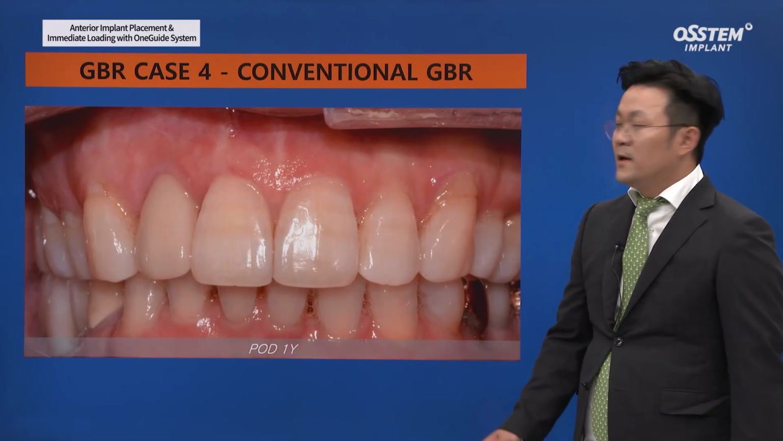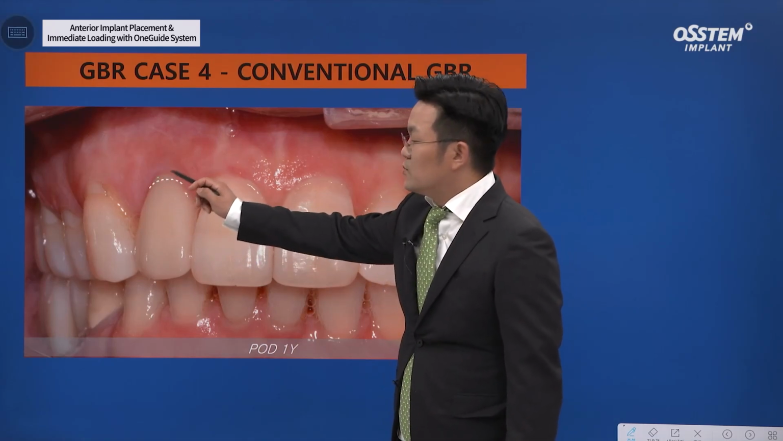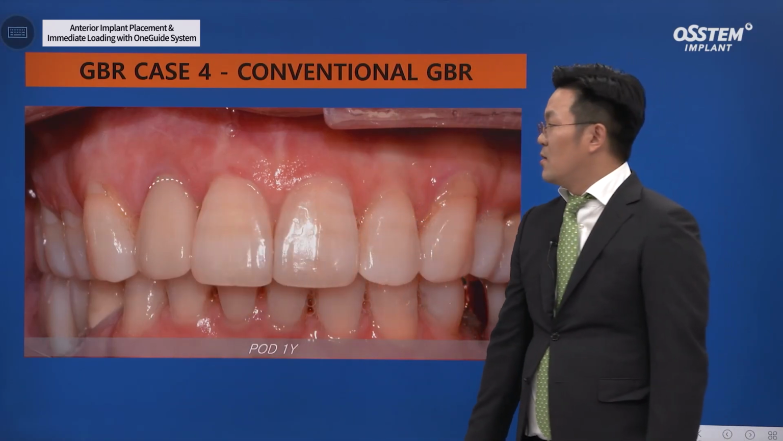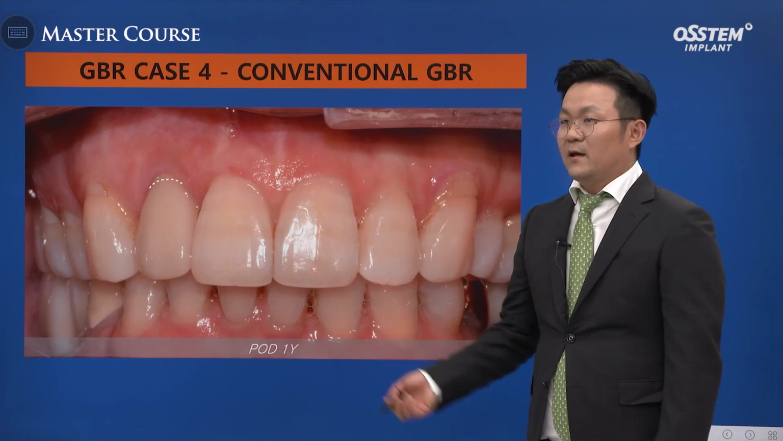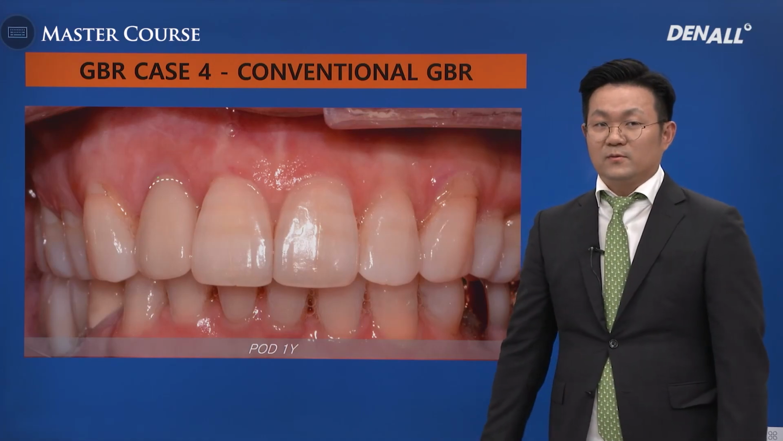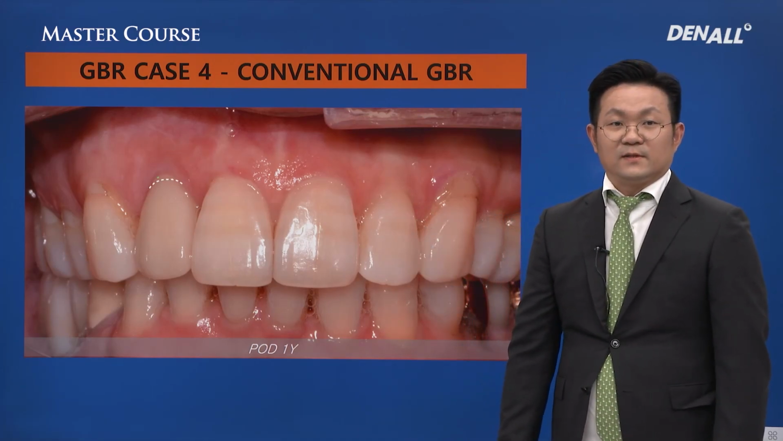After 1 year, slight soft tissue recession can be observed in this area, but a link abutment was used, and zirconia is on the back side, so the abutment does not look that ugly.